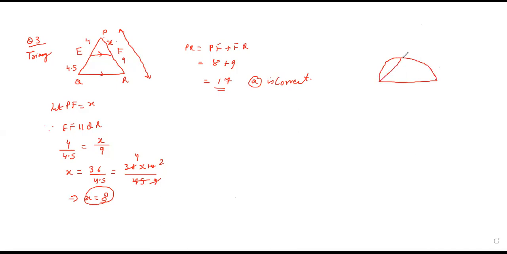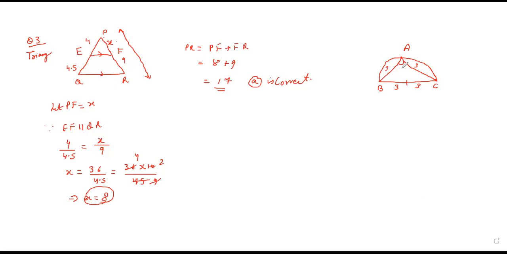Largest triangle is this, suppose. That means that one vertex should be on the semicircle, let it be A, and the rest of the two should be on the diameter. Clear? So if the radius is 3, so that means 3 plus 3, it is 6. And this is 3 and this is 3. Clear? Because, sorry, this is not 3.